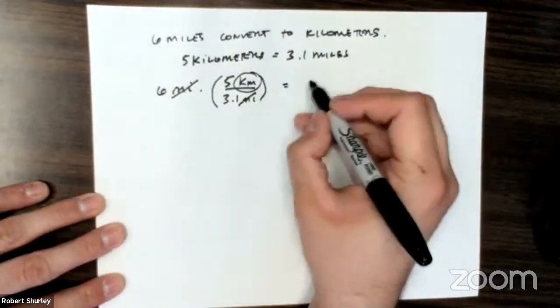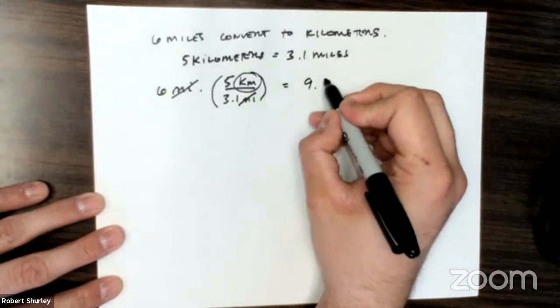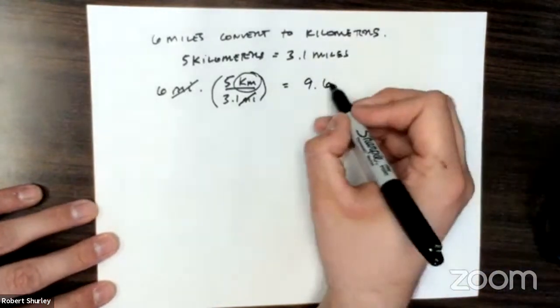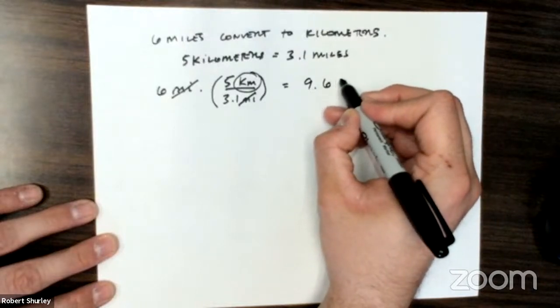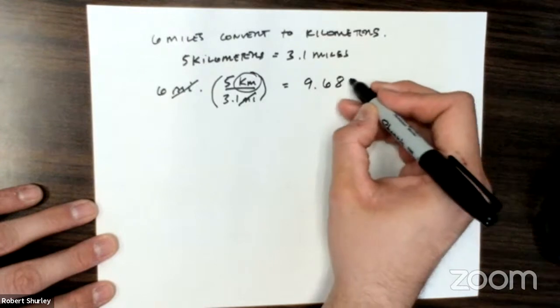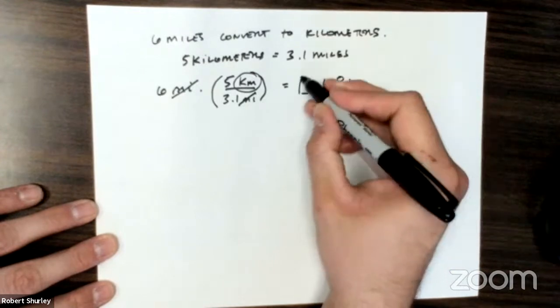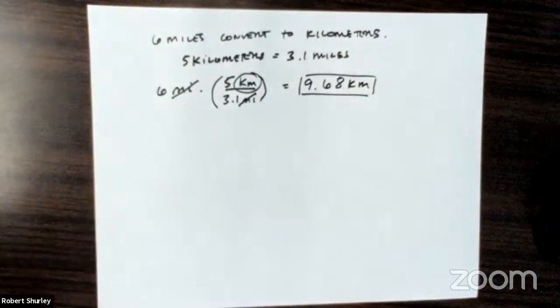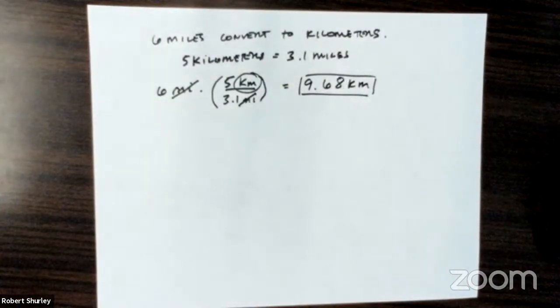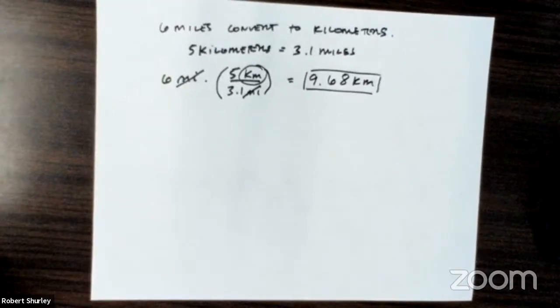So we wind up with 9.68, let's round to the hundredths place, 9.68 kilometers. So if I run 6 miles, that's the same as running 9.68 kilometers because we had to change the unit, right? We had to change the unit, kind of neat.